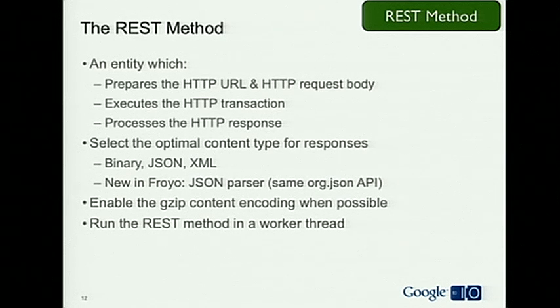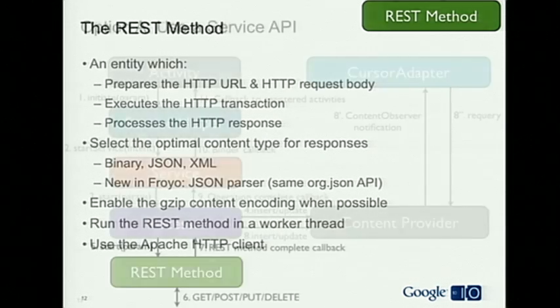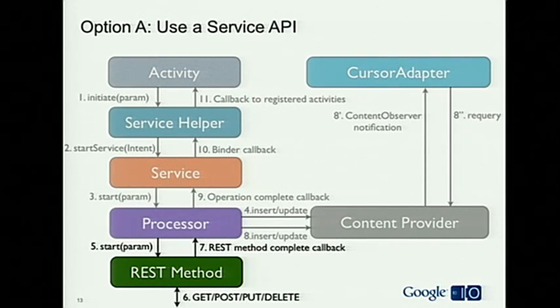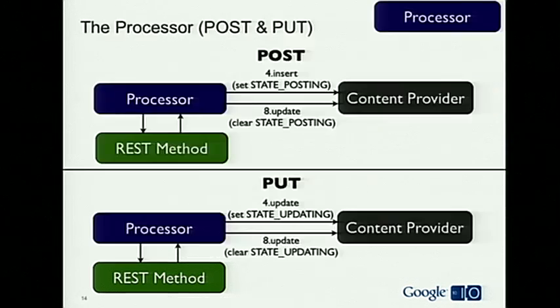And you should never run such operations in the context of the main thread. And finally, use the Apache HTTP client, not the Java URL connection. All right, so what do we have so far? We have the REST method, a simple API. It fires back a Java listener callback. Really simple. Let's take a look at the processor.